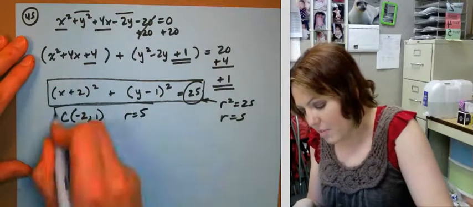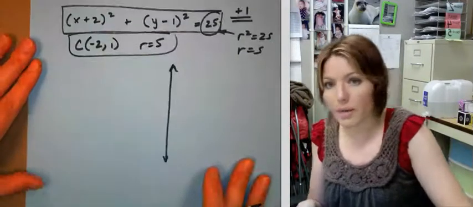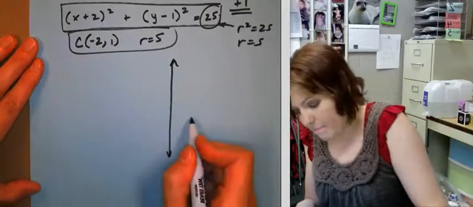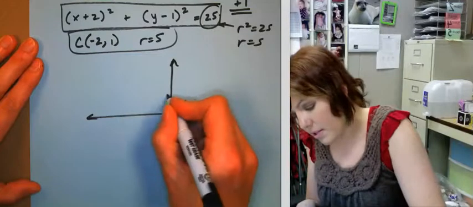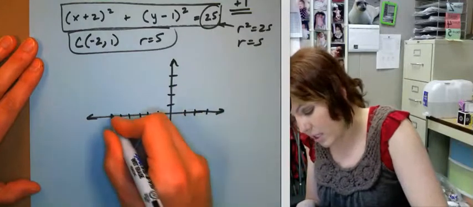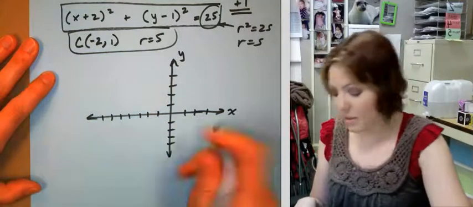Okay, so if we can imagine drawing a circle with those characteristics, let's move this up a little bit. Let's go ahead and draw this. I'm usually pretty good at multitasking, but sometimes not. This apparently is one of those times.